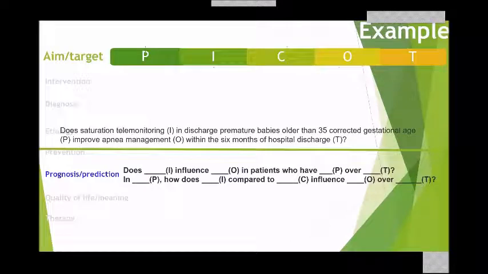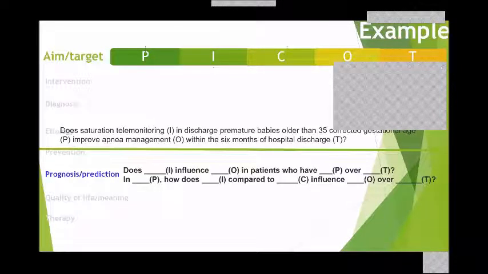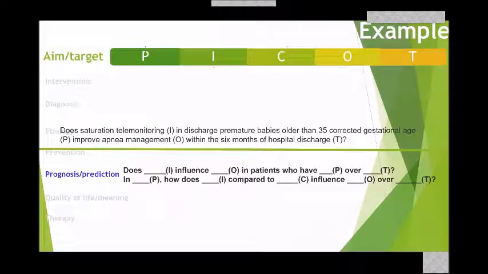So a real example: does saturation telemonitoring, so our intervention or indicator, here I think it's indicator, not intervention, if we connect a monitor and we observe it or monitor it remotely, does monitoring the saturation remotely in newborn babies who are discharged from the unit at the age of 35 weeks corrected, so that's our population, improve apnea management, so outcome is apnea, within 6 months of hospital discharge, so that's our time.